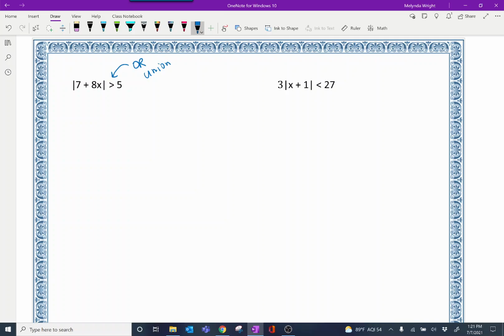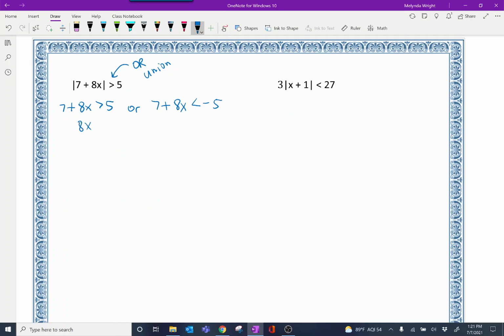All right, so here we go. So let's translate it. If you remember translating the unions, it's write it exactly like it looks. And then, or we take the absolute value piece, the stuff inside, which is 7 plus 8x. Then I'm going to flip the inequality around and do the opposite of this right side. All right, so let's solve each one.